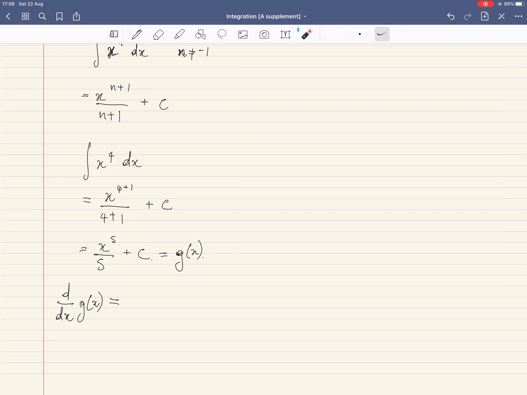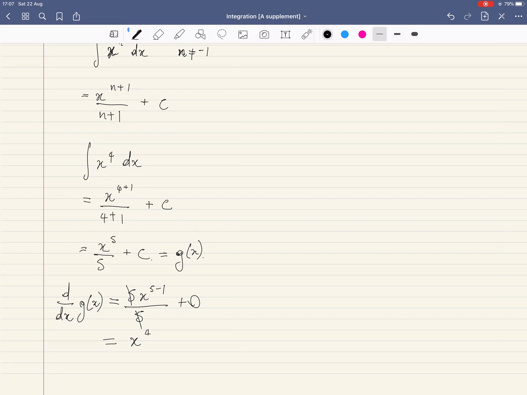What I'm trying to say is this 5 here will be brought down, and the new power will be reduced by 1. Effectively, that looks like this. It's going to be 5x to the 5 minus 1 all over 5. Well, what is the derivative of a constant? This is 0. So this will vanish. So effectively, we will have 0, and the 5 will cancel the 5, and we're back to x to the 4 as advertised.